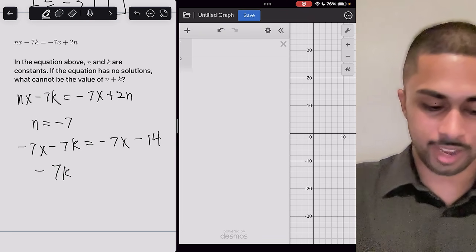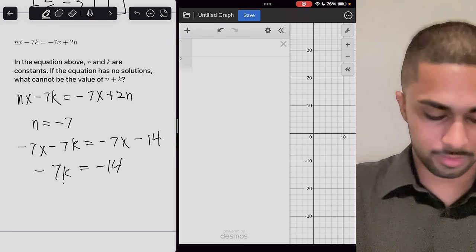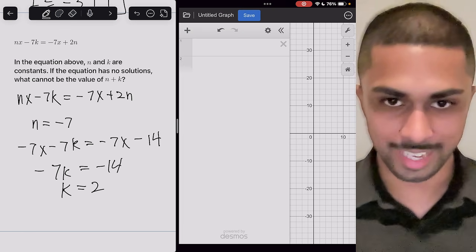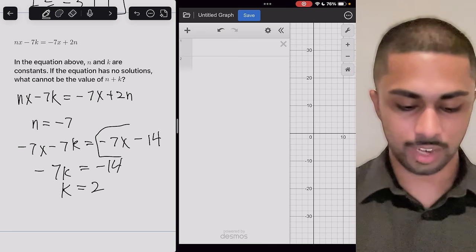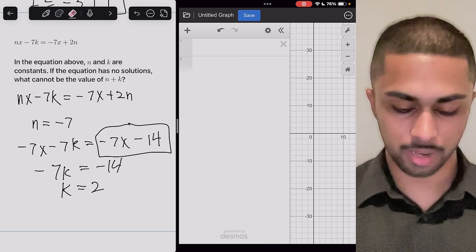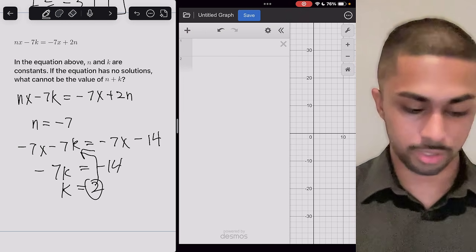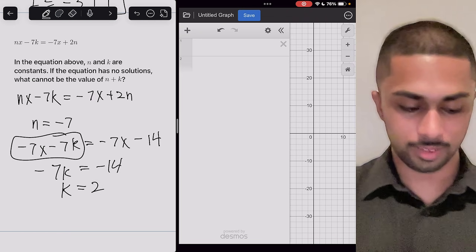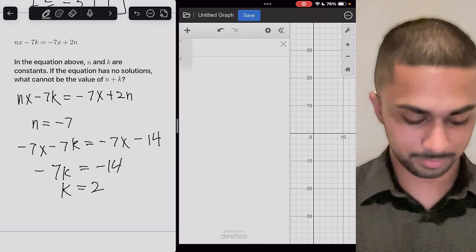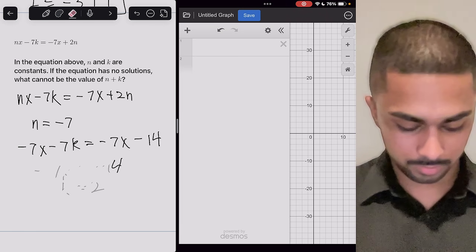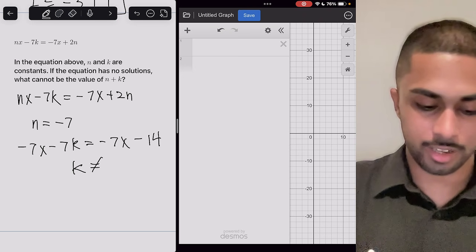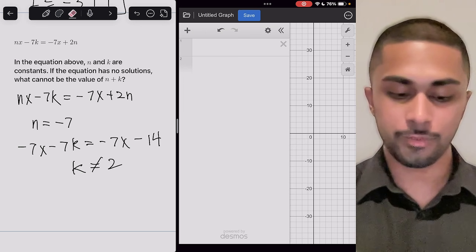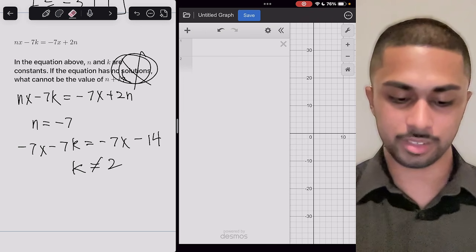Because when negative 7k equals negative 14, the two lines will be the exact same. So both of the lines will be negative 7x minus 14. You can do it yourself. You can plug in k equals 2, right? It's going to be negative 7x minus 14. So basically, k cannot equal 2 because when k equals 2, the equation has infinitely many solutions, breaking this no solutions rule.